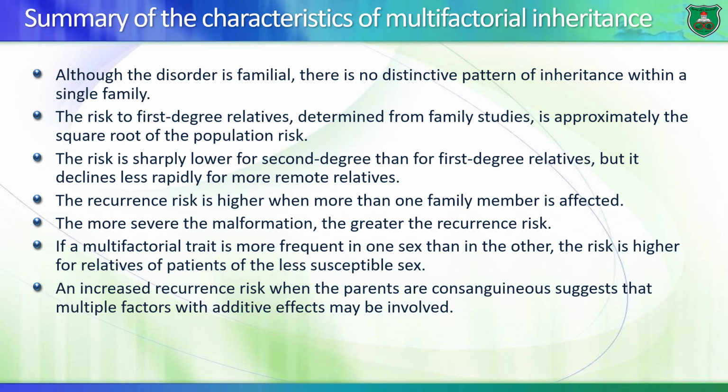If a multifactorial trait is more frequent in one sex than in the other, then the risk is higher for relatives of patients of the less susceptible sex. So you can go back to the sex-dependent conditions in the slides that we just talked about. An increased recurrence risk when the parents are consanguineous suggests that multiple factors with additive effects may be involved. So that's just again genetic contribution, more genetic contribution.